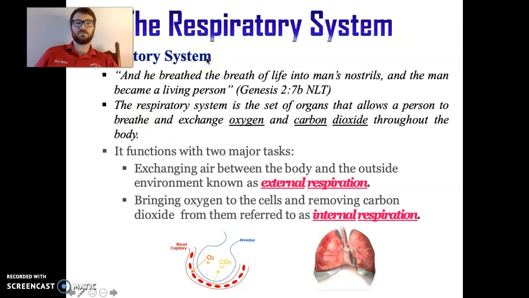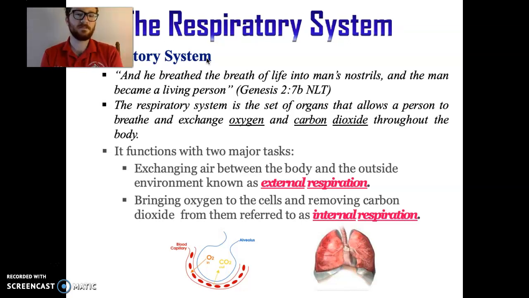But anyway, the respiratory system. First mention, Genesis. I'm pulling out the NLT. That's a New Living Translation. Watch out, it could stand for, I don't know, never live translation or something, if you're a KJV person. But anyway, the book quoted this one, so I'm quoting the book. And he breathed the breath of life into man's nostrils, and man became a living soul, or a living person. First mention of the respiratory system way back in Genesis.